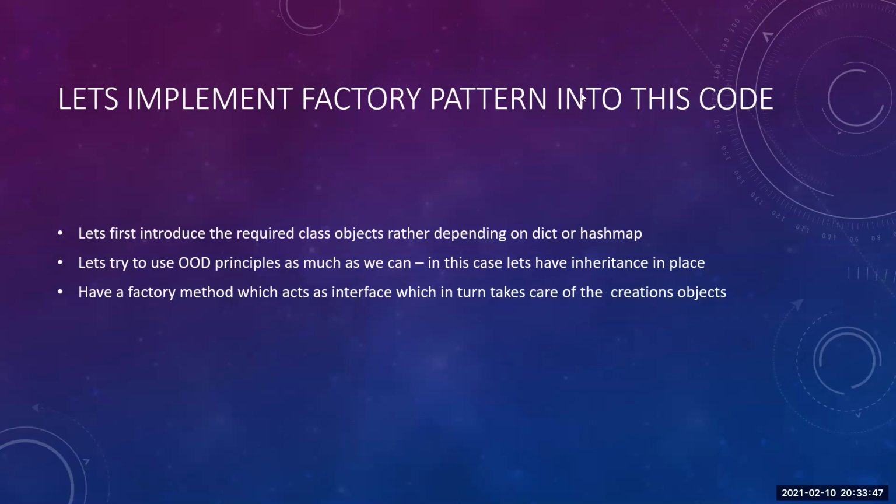Okay, let's implement the factory pattern into this code. Let's introduce the required class objects rather than depending on the dictionary or hash map. And the second step that we have already done: let's use the OD principles as much as we can. In this case, let's have inheritance in place. And then let's have a factory method which acts as an interface, which in return takes care of creation of the objects rather than updating any of the objects. That is what we have just studied in the SOLID principles, that the D principle is you should never extend.